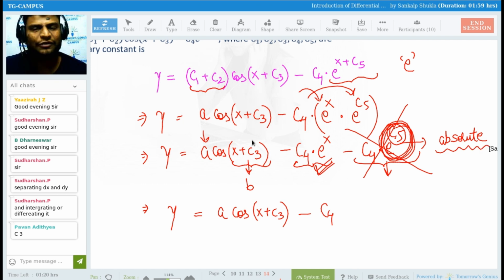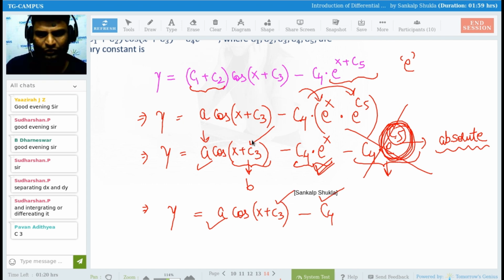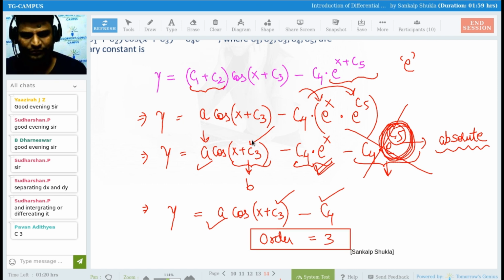This will become an absolute constant. This will not be an arbitrary constant. It is an absolute. So what are the arbitrary constants? A, C3 and C4. So the order will be 3. Yeah, this was the main point.